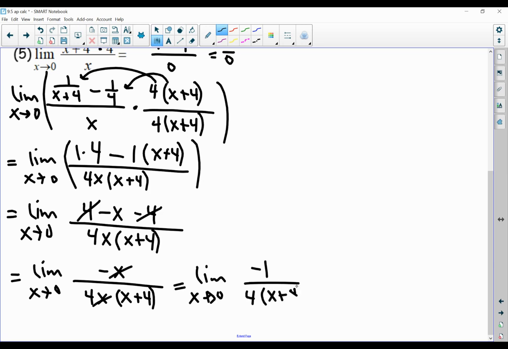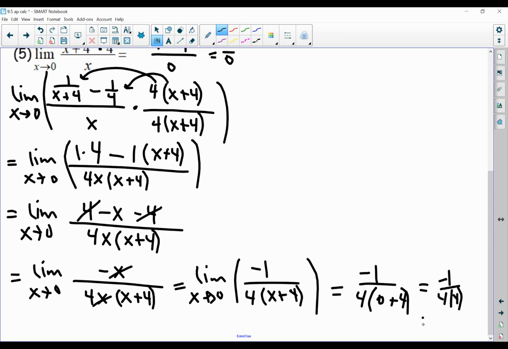So once I've cleaned up and simplified my expression as much as I can, now I'm going to take my limit. And notice every time I rewrote my expression, I kept that limit command in front until I actually substitute the 0 in. And once that step happens, then you can drop that limit notation. So if you see here, once I do that, I end up with negative 1 over 4 times 4, which is just negative 1/16. And that would be the limit.